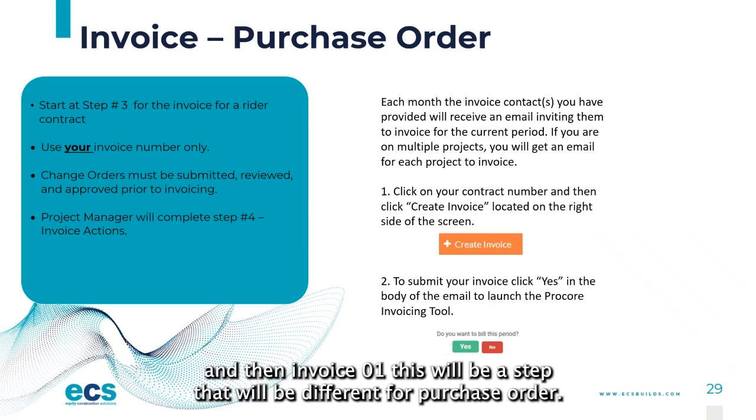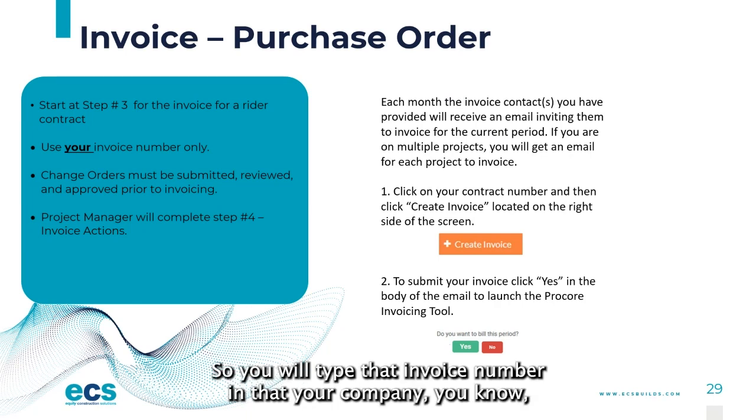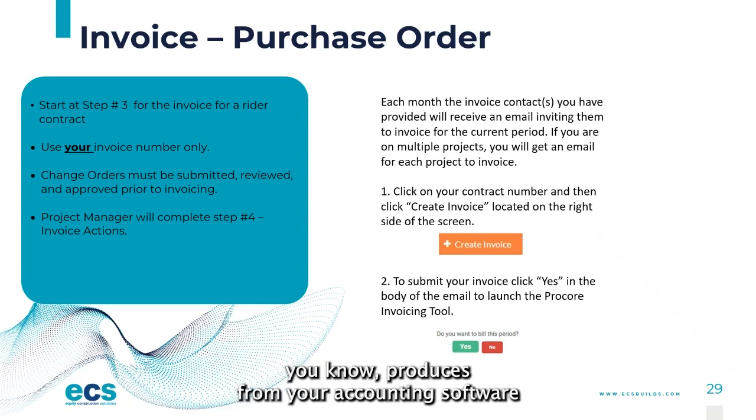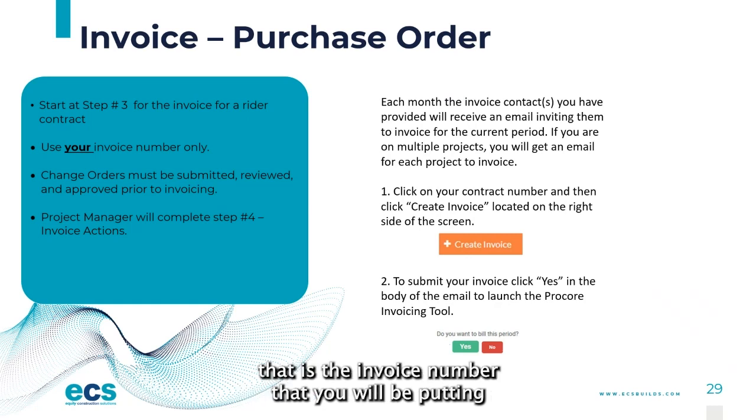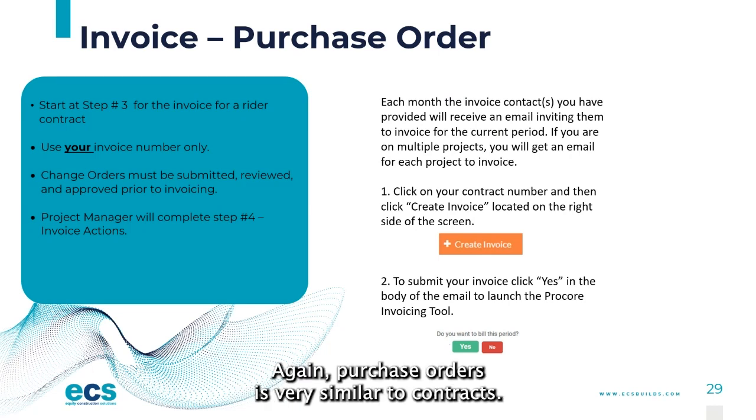This will be a step that will be different for purchase order. It will be your own company invoice generated number. So you will type that invoice number in that your company produces from your accounting software. That is the invoice number that you will be putting in that general information box. Everything else will be the same. Again, purchase orders is very similar to contracts.